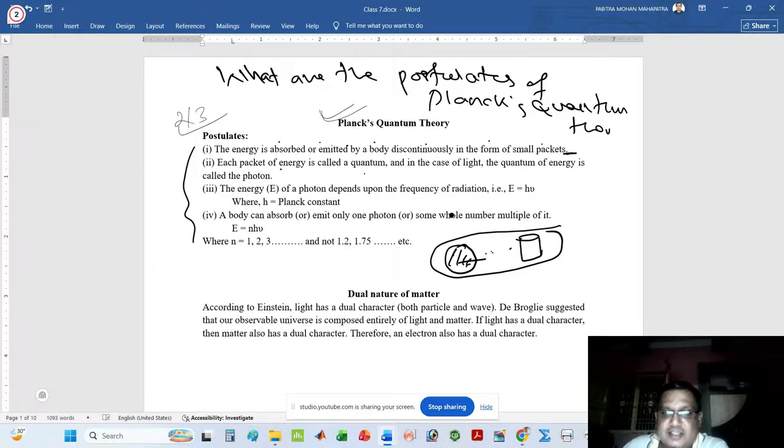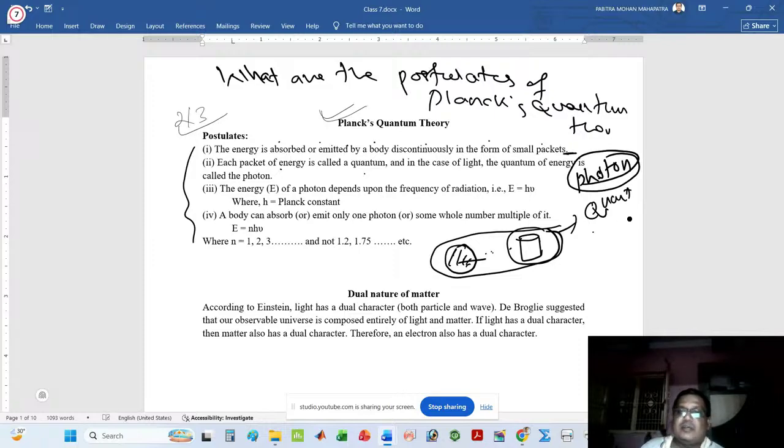each packet of energy is called a quantum. In case of light, the quantum is called a photon. In case of light, a special word is used, that is photon. But in all other cases, except light, you can say quantum. And the energy of a photon is measured by the equation E is equal to h nu.